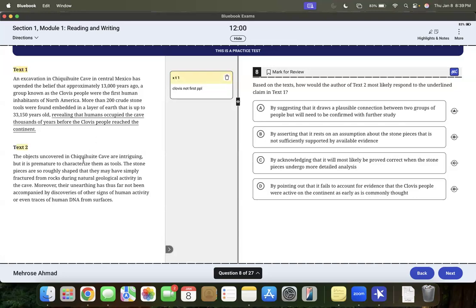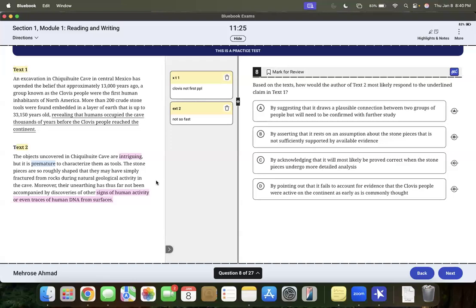That's what text one is saying. Text two: "Objects uncovered in Chuhai Cave are intriguing, but it's premature to characterize them as tools. The stone pieces are so roughly shaped, they may simply have fractured from rocks during natural activity. Moreover, their unearthing has thus far not been accompanied by discoveries of other signs of human activity or even traces of human DNA." Okay, so text two is saying basically, not so fast. It's saying these are interesting objects, but we can't call them tools yet.